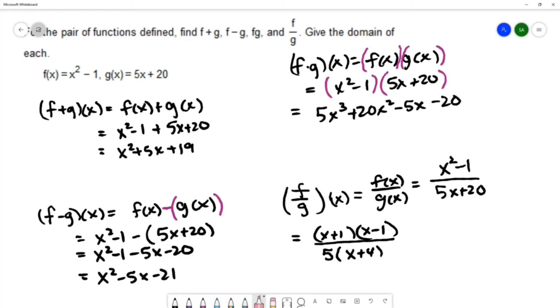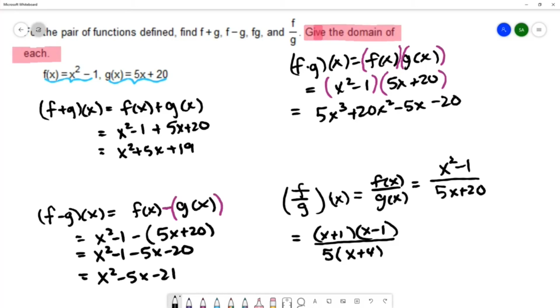We want to come back here and find the domain of each one of these functions. And when we're finding the domain of functions that we add, subtract, multiply, and divide, we have to first consider the original domain. Because if we're using these functions to put together the new functions, we have to have, at the very least, the same restrictions.